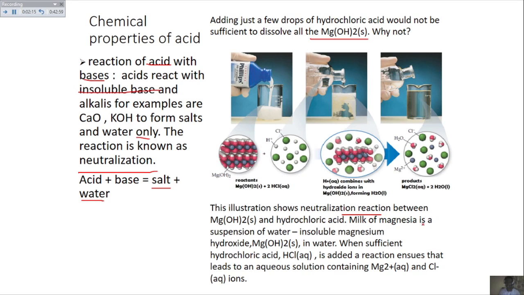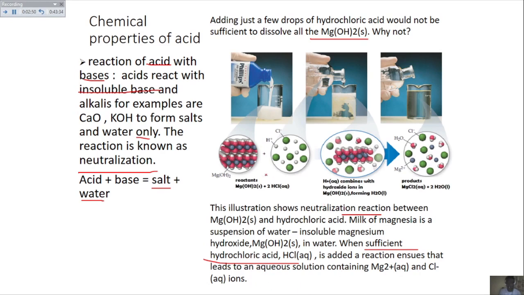The milk of magnesia is a suspension of insoluble magnesium hydroxide solid in water. When sufficient hydrochloric acid is added, that's very key, a reaction ensues that leads to this reaction, ensuring that an aqueous solution containing magnesium ions and chloride ions is formed.